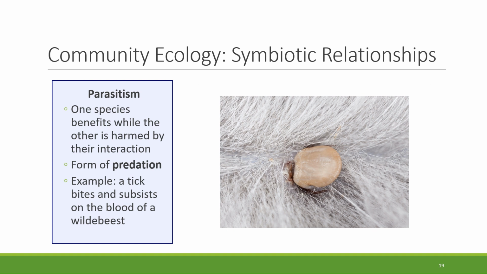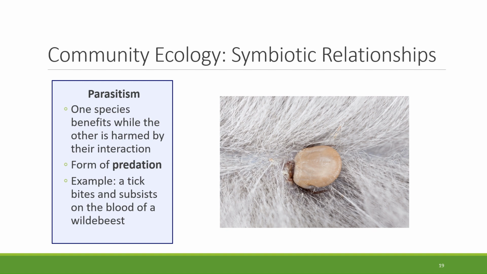And then lastly, there's parasitism, which is where one species benefits while the other one is harmed. So parasitism is a form of predation, where the organism that's serving as the host for the parasite is not immediately killed, it's just weakened. So an example of this interaction relates to the example that we gave for mutualism. The tick that is biting the wildebeest is a parasite that benefits from feeding on the wildebeest's blood, while the wildebeest is harmed by this association.